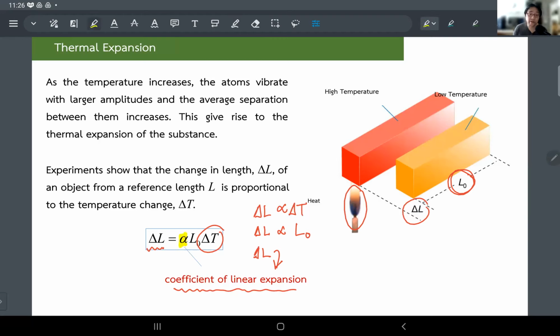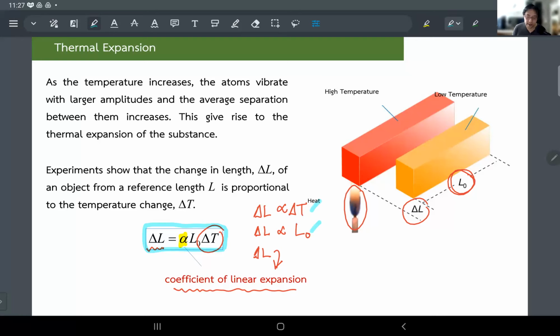So this alpha, the coefficient over here, will tell you how good or how bad this substance can expand with respect to the temperature change. And as you can see, the reason we get to this form here is just to make this equation simple to treat. It is a linear equation. Everything is in the first order. It depends on the temperature change, it depends on the initial length, and you have some coefficient, alpha, and that's it.